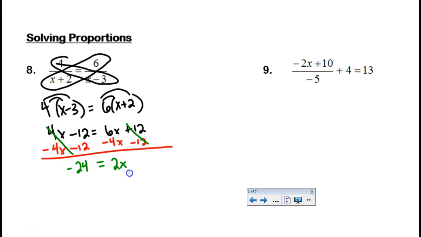And then you'd be surprised how many kids mess up right here because they're going a little fast. They have what I call upside down dyslexia. They divide totally backwards. I also suffer from this. Negative 24 divided by 2 is negative 12.